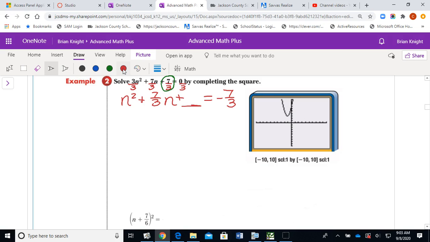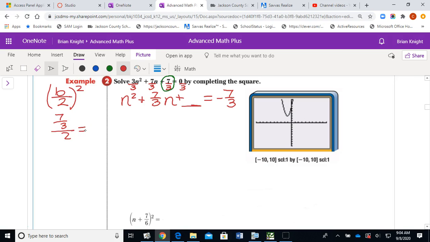You do it in 2 steps. Okay. You take whatever your b is and you divide it by 2. And then you square that answer. Okay? B divided by 2 squared. So what is my b? 7/3. So 7/3 divided by 2 is.